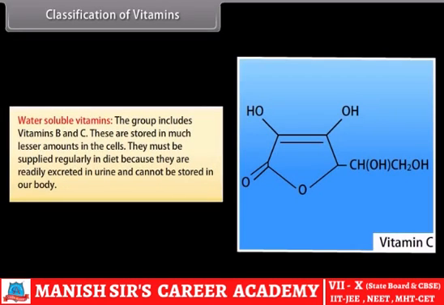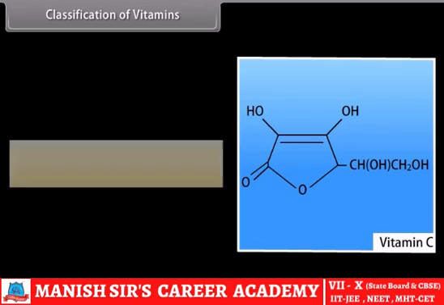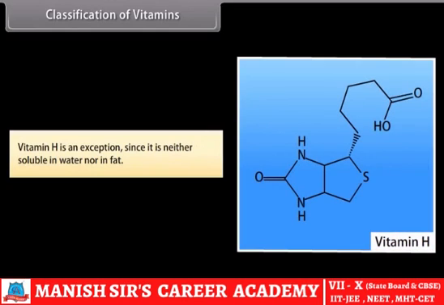Water-soluble vitamins: the group includes vitamins B and C. These are stored in much lesser amounts in the cells. They must be supplied regularly in diet because they are readily excreted in urine and cannot be stored in our body. Vitamin H is an exception, since it is neither soluble in water nor in fat.